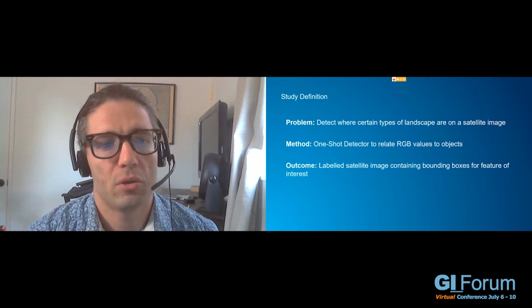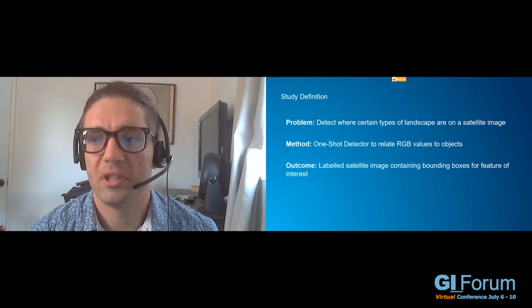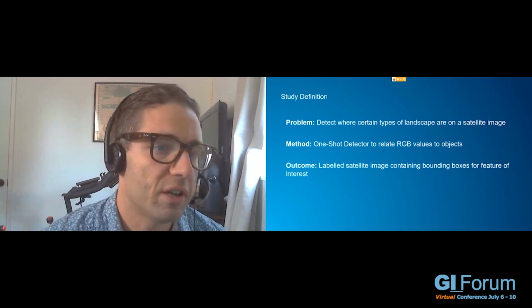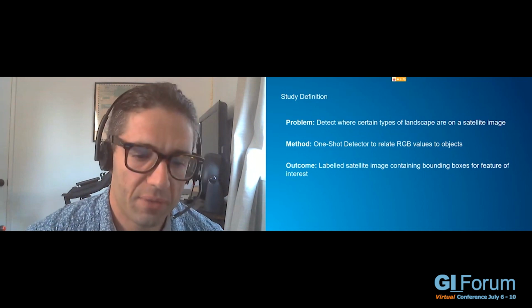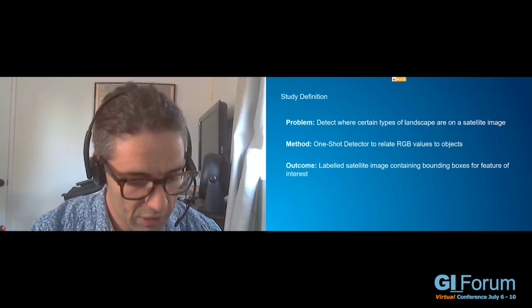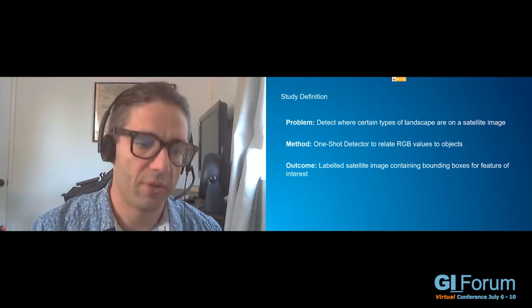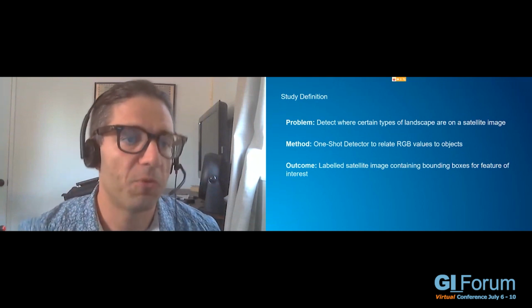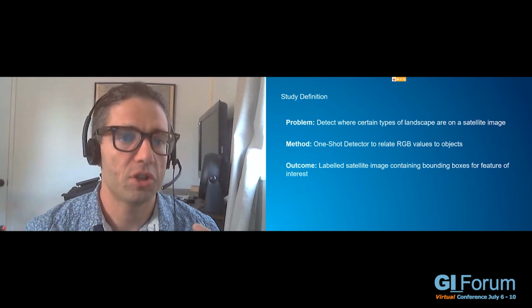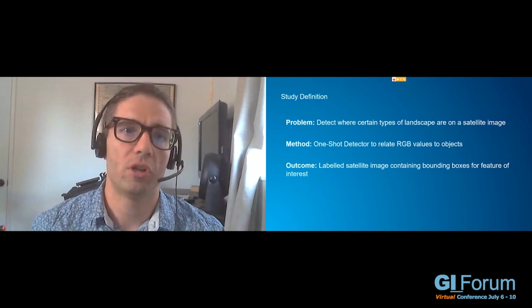Here, the model we use, the one-shot detector, is completely non-spatial. We actually leverage the PyTorch implementation of one-shot detector. What we do is we have some labels. We give the algorithm the truth. We say, well, in this location, these RGB values correspond to this type of field that I would like to predict. The algorithm forms a relationship between these RGB values and what I'm trying to predict.